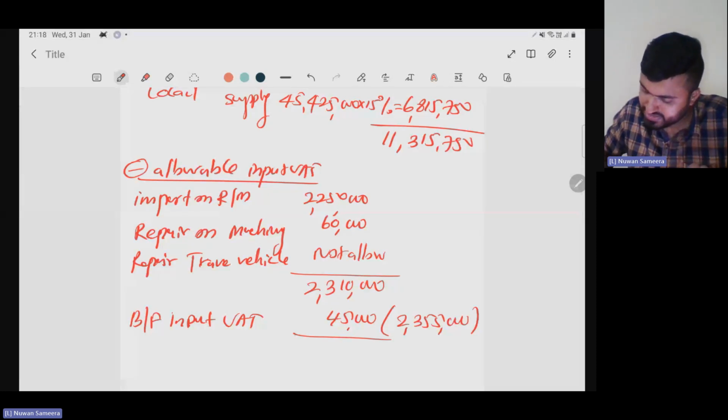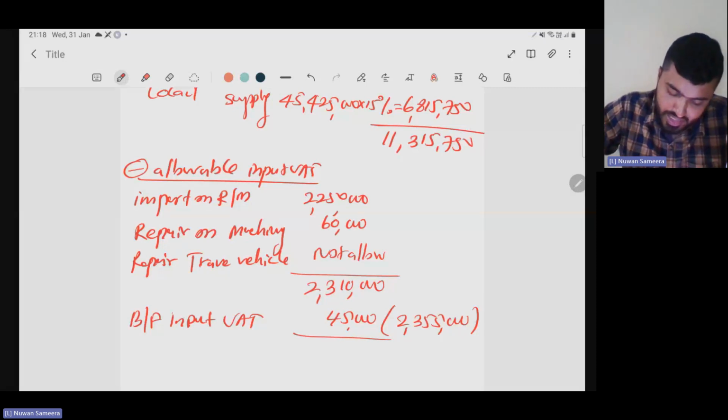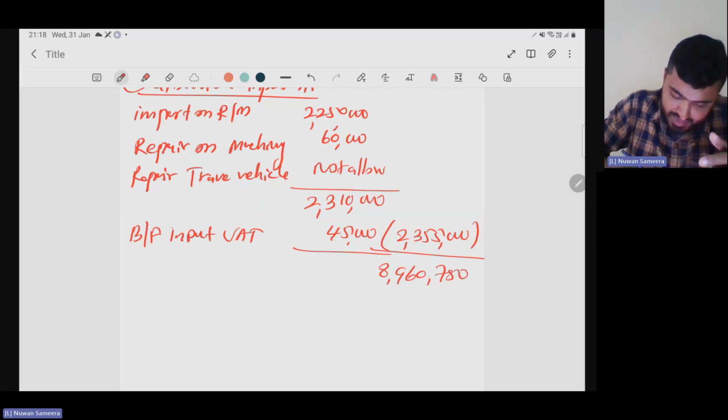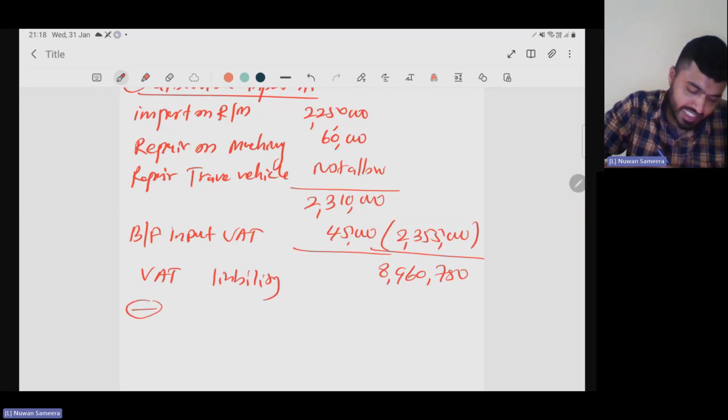Right. You can deduct 11,315,750 minus that answer. That is 8,960,750. That is the VAT liability. So from that you can deduct regarding the SVAT here.